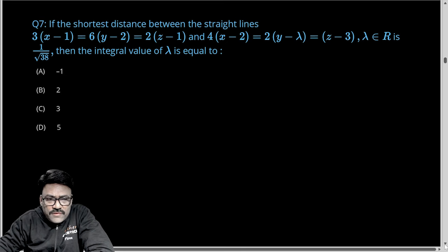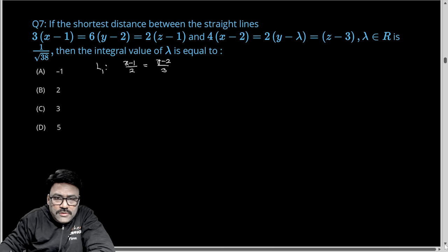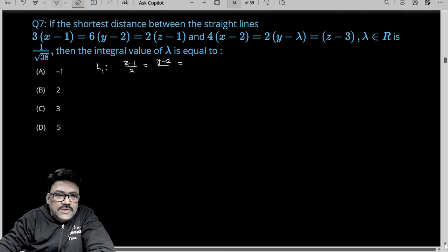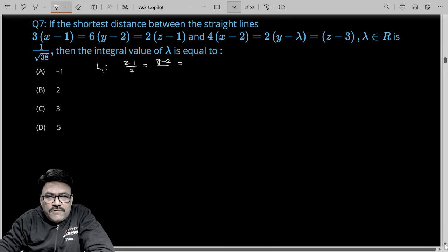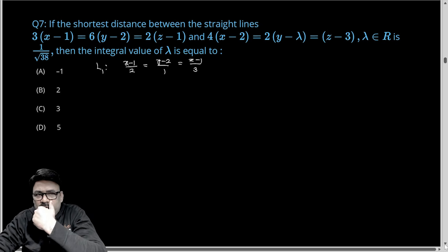If I divide this first equation by 6, this first line, let me call it L1, is x minus 1 by 2, y minus 2 by 1, z minus 1 by 3. Just divide by 6, so you will get 2 here, 1 here, 3 here.